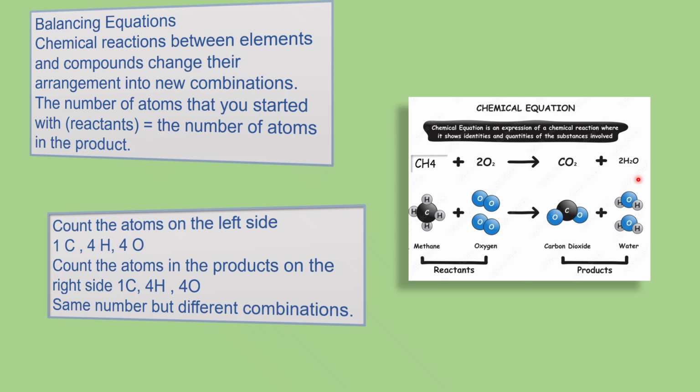Now, methane is used in cooking as the gas which burns with oxygen to produce carbon dioxide and water. Now let's look at the balanced equation.